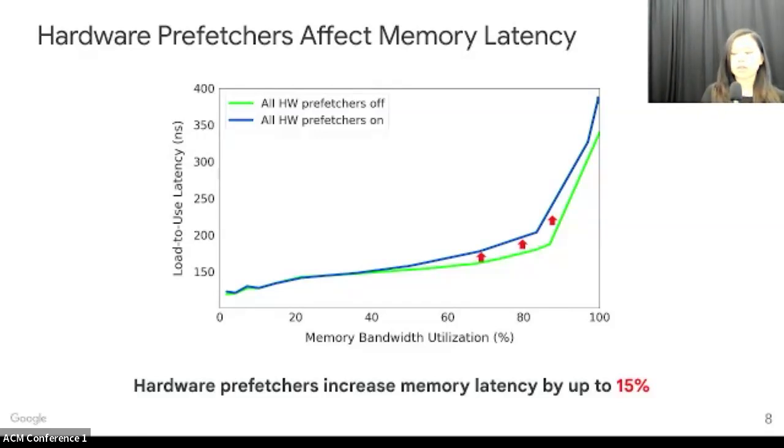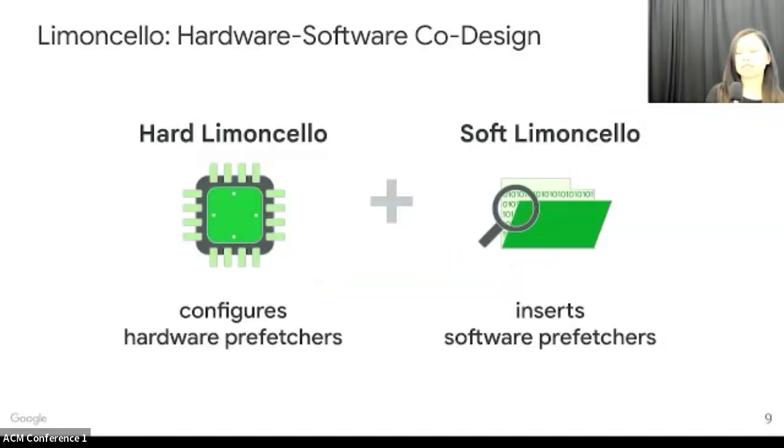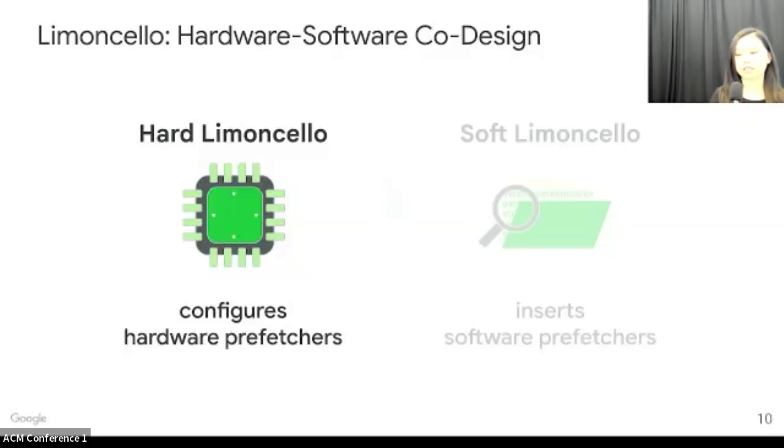So with Limoncello, we take this as one of our main insights in how we design our solution. Limoncello is a hardware-software co-design solution that consists of two components. Hard Limoncello configures hardware prefetchers, and soft Limoncello inserts software prefetchers. I'm going to start off by first describing hard Limoncello.